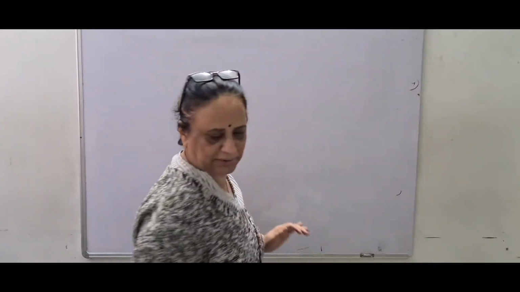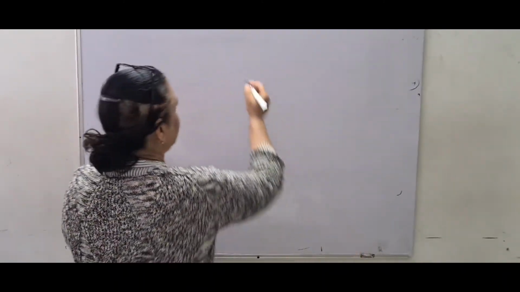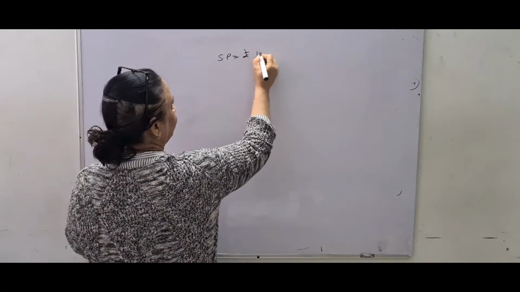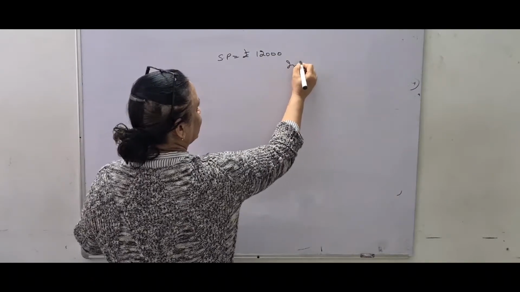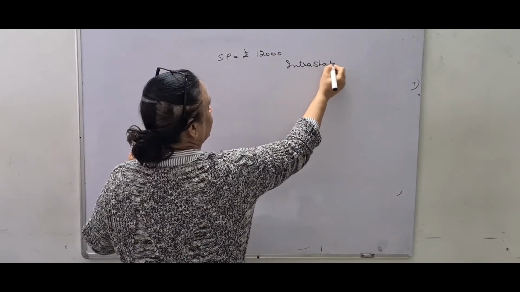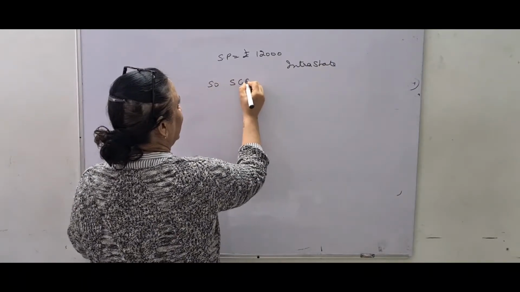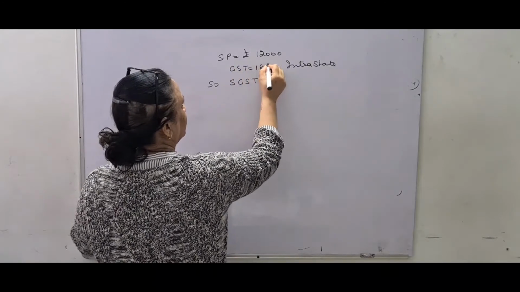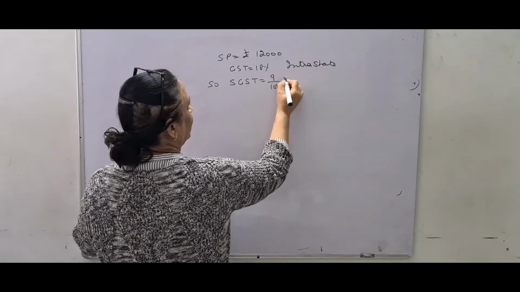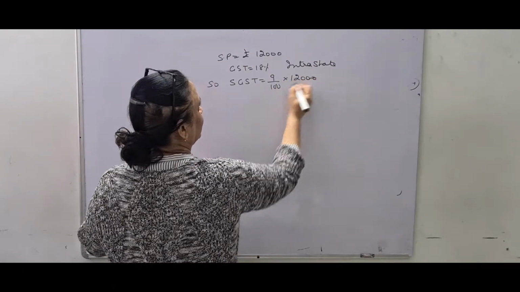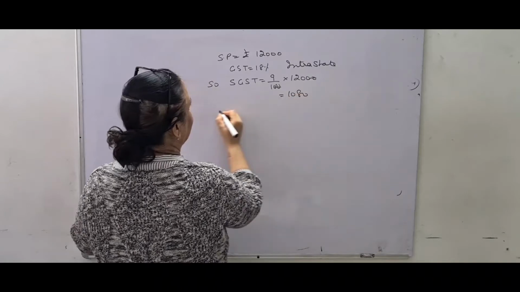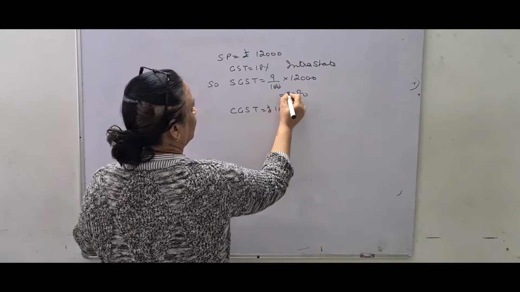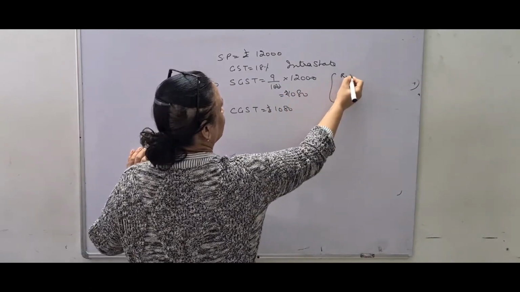And since the total GST in this case is 18%, now how I will write that: SP is rupees 12,000 and it is intrastate. So SGST will be, as GST is 18%, you have to do half of it, 9 upon 100 into 12,000, that is 1080, and similarly CGST will be the same, that is 1080. Please don't forget to put the units and do the rough column and show the steps.